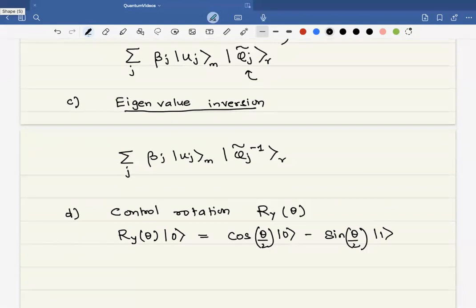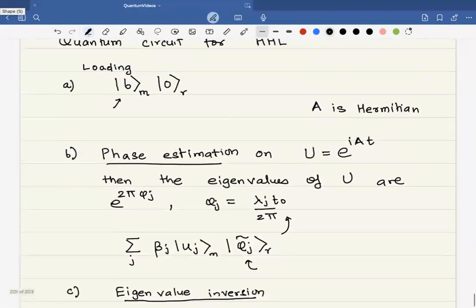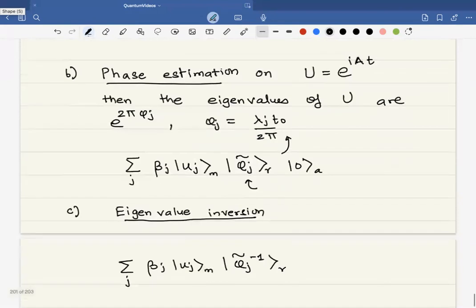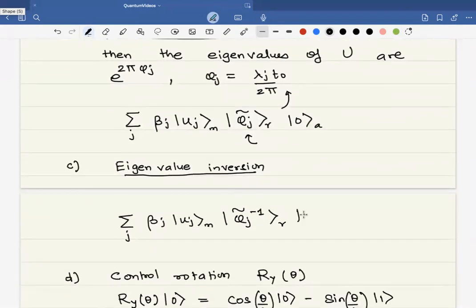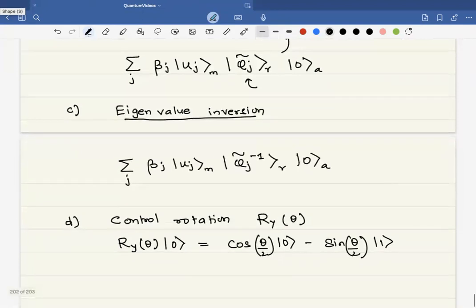So the next step is a control rotation step, which actually, over here we'll add one more register. The whole algorithm starts out with actually three registers. So there is an ancilla register over here, which starts out with 0, right? So this is 0 ancilla. And then what we are going to do is, for a suitable theta, we are going to do a controlled rotation with this being the control register, and this is the target.